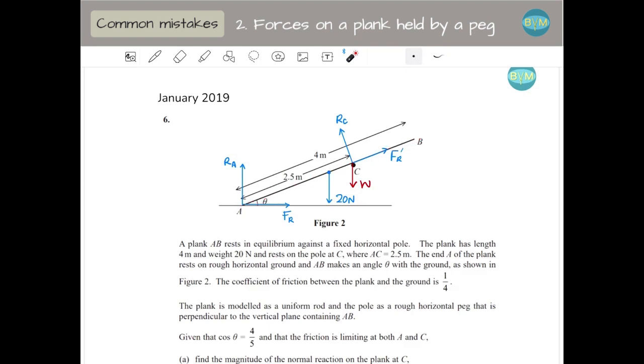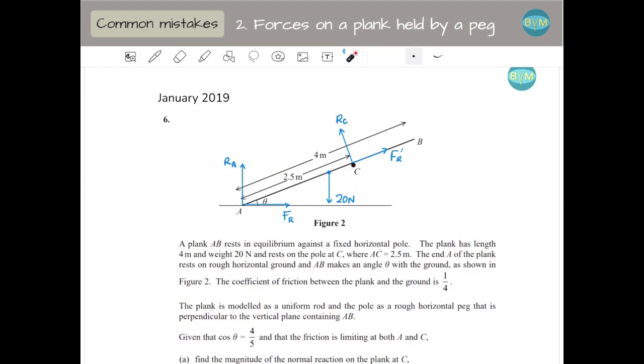So I'm separating the plank from everything else, and I'm drawing the forces that are acting on the plank, not any other forces. So here, these are forces acting on the plank, and this is a force acting on the plank, and these two are forces acting on the plank. Even if they tell me anything about this peg, I won't have to draw it when I draw the forces on the plank. So this is the mistake that many times you make with these questions, drawing a weight at this point.